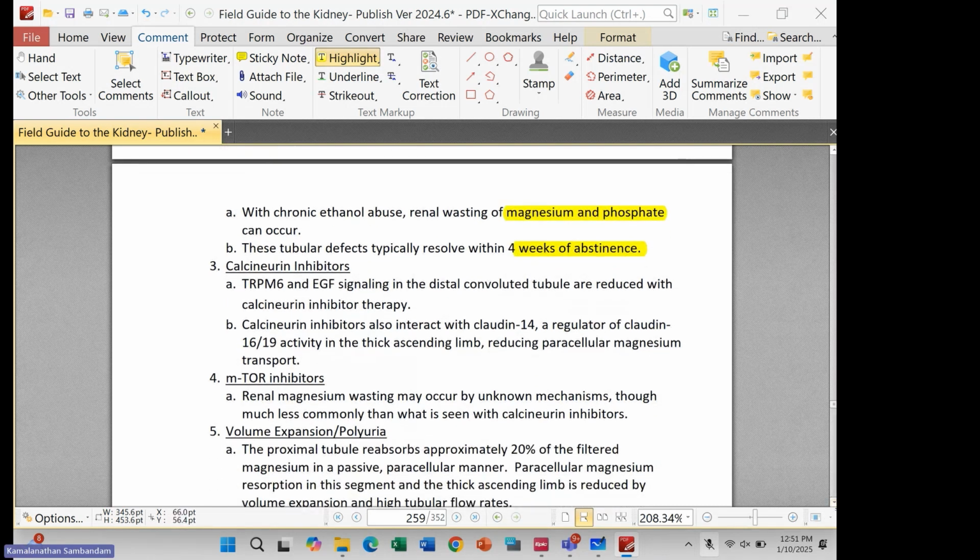Calcineurin inhibitors have been shown to affect TRPM6 and EGF signaling, but I would say that the more clear pathogenesis of calcineurin inhibitor induced magnesium wasting is occurring in the thick ascending limb through its interaction with claudin 14, which regulates the paracellular transport of magnesium and calcium via claudin 16 and 19.